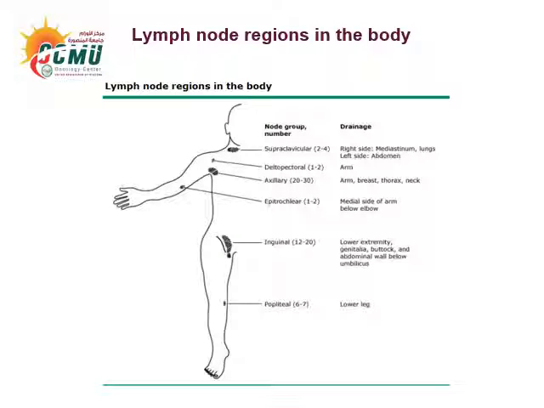These are the lymph node regions in the body. We have cervical, and we'll discuss it later. Then we have axillary, epitrochlear, inguinal, and popliteal. Supraclavicular lymph nodes may be considered a separate group or may be considered a group of the cervical lymph nodes.